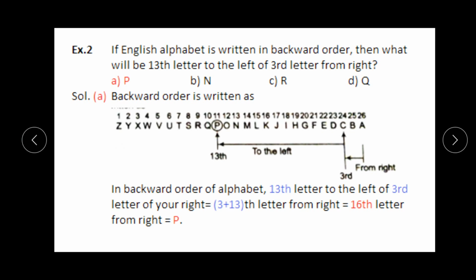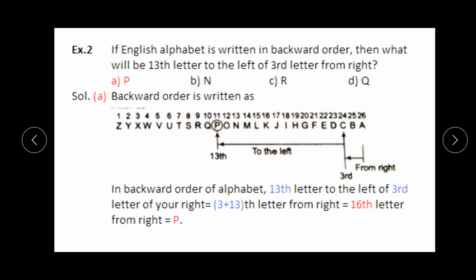The second type of this alphabet test we can understand by this example. If the English alphabet is written in backward order, it means now the English alphabets are in the backward order from Z to A. Then what will be the 13th letter to the left of the third letter from the right? It means this time we have to start from the right side, and we will go to the third letter. After that we are going to the left side at the 13th letter.